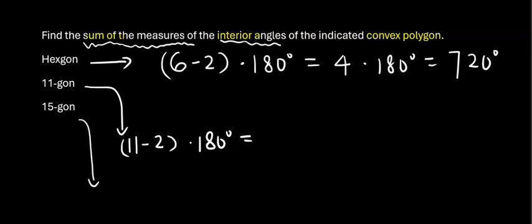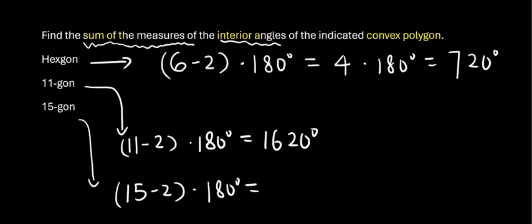I calculated, I have 1620. And our 15-gon, did you write down 15 minus 2 in parentheses, times 180? Yes. All right, I have 2340.